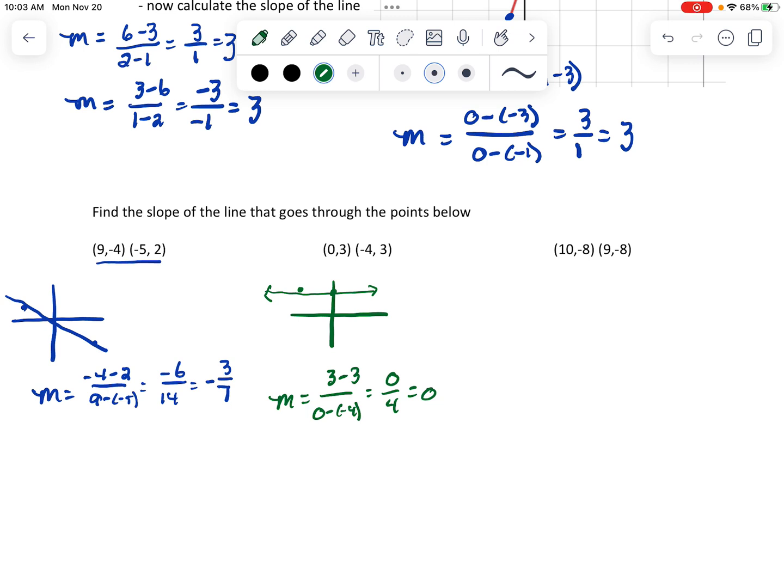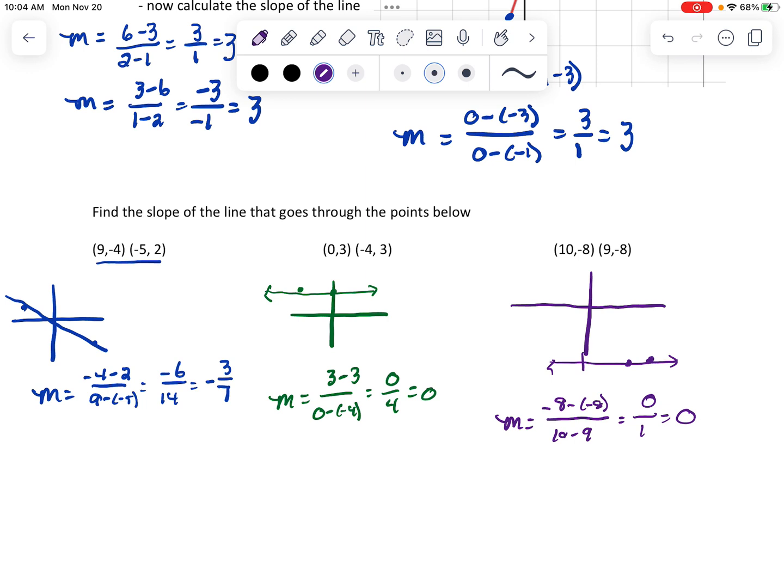And what happens if we want to calculate a slope between 10, negative 8, so somewhere down here, and 9, negative 8? Again, we have a horizontal line, negative 8 minus a negative 8, 10 minus 9, I have 0 over 1, which is 0.